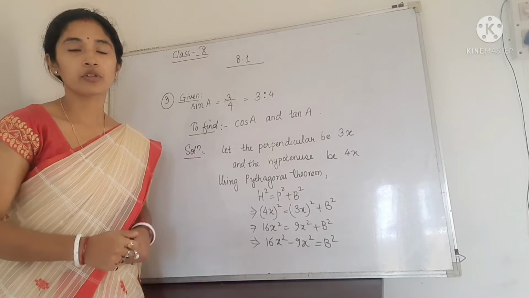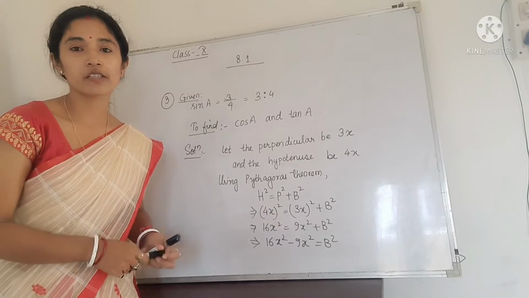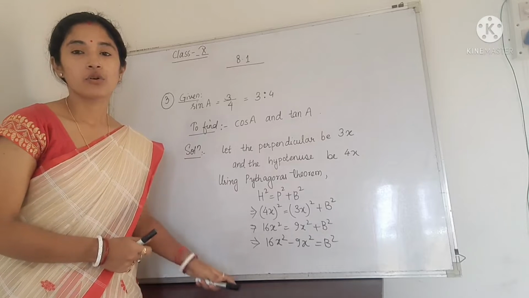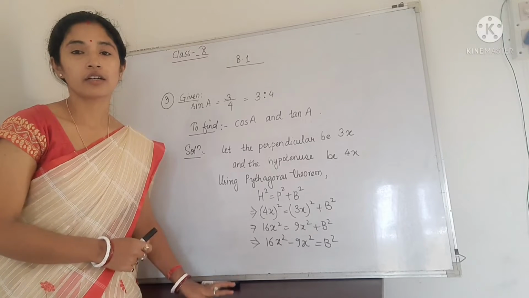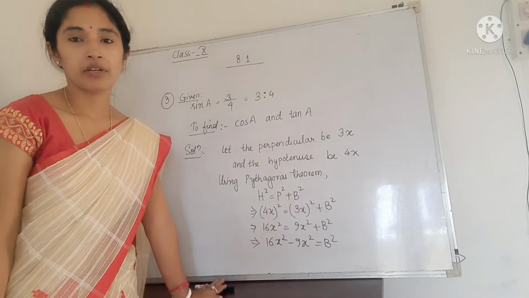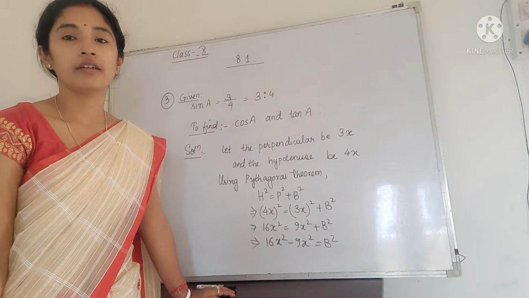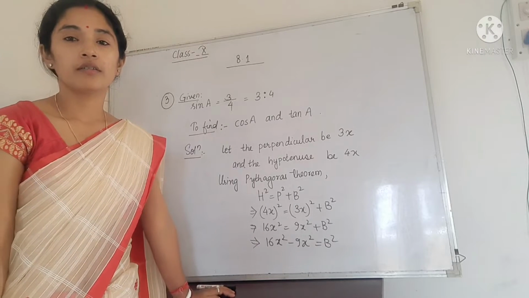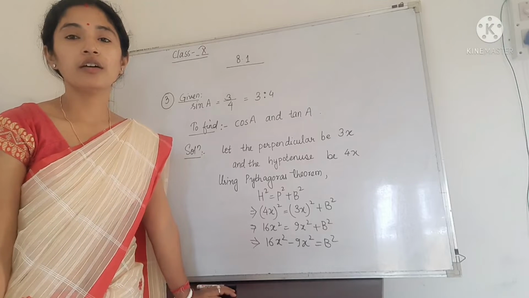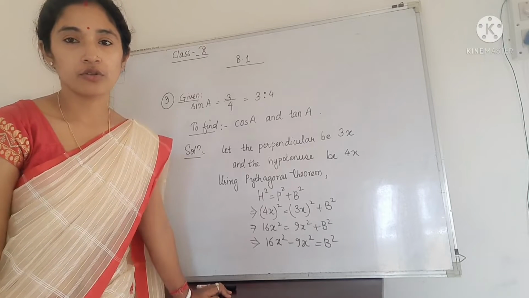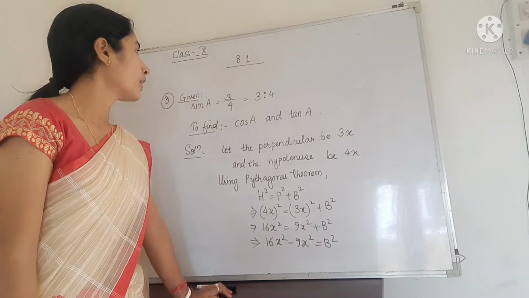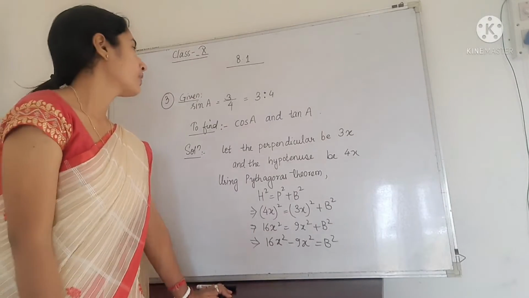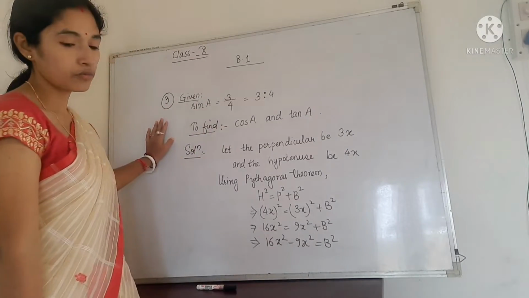So today I am going to discuss the remaining questions of exercise 8.1. Already in the last lecture I started the chapter Introduction to Trigonometry, and there I discussed the various trigonometric ratios. So now in exercise 8.1, I am going to start from question number 3.